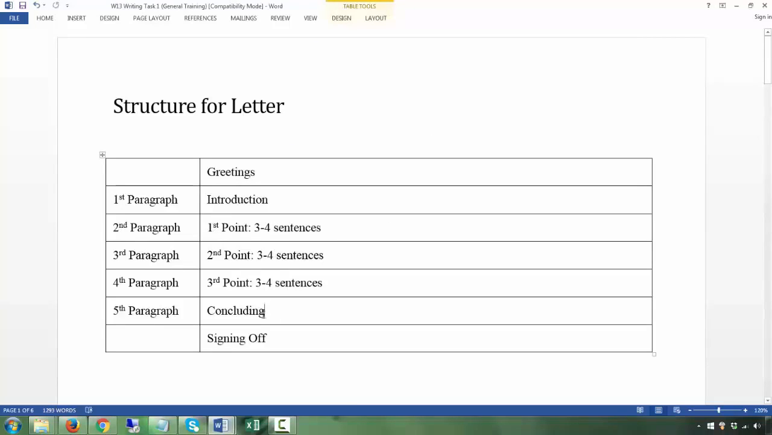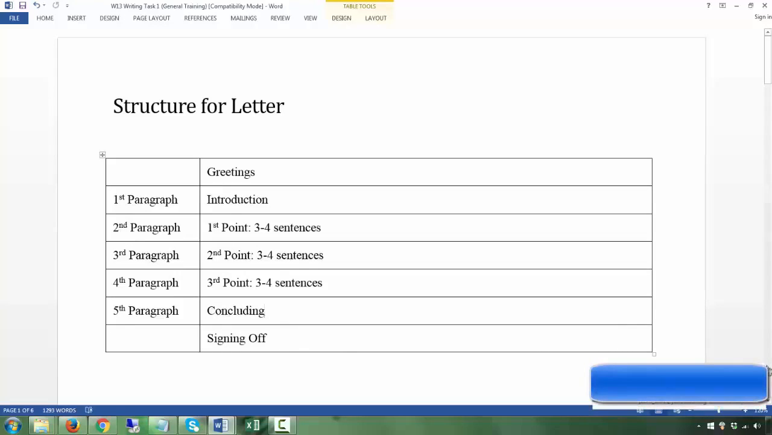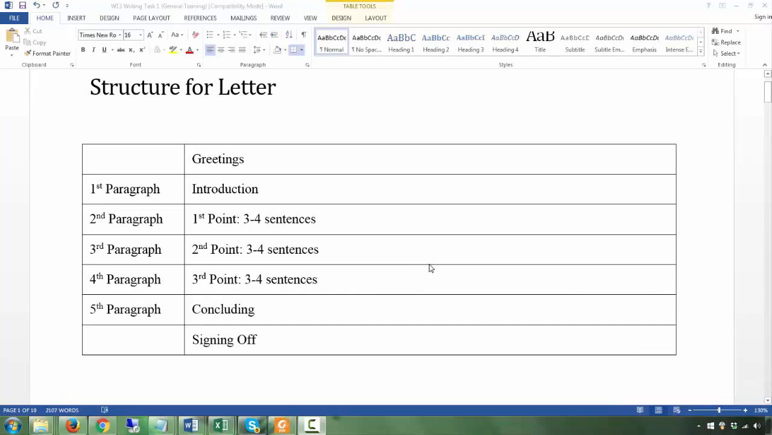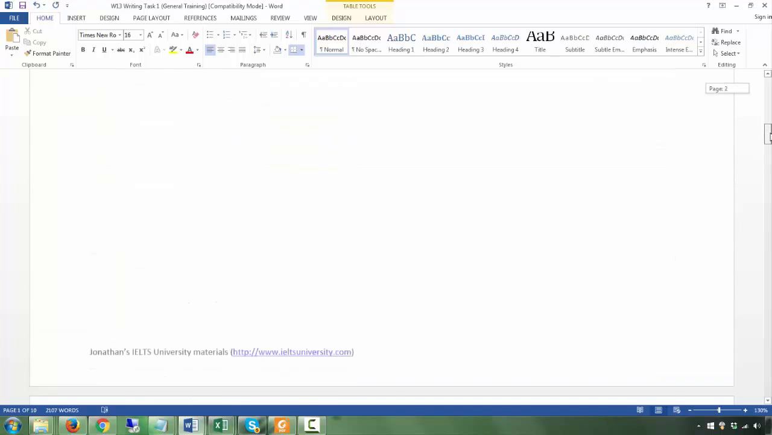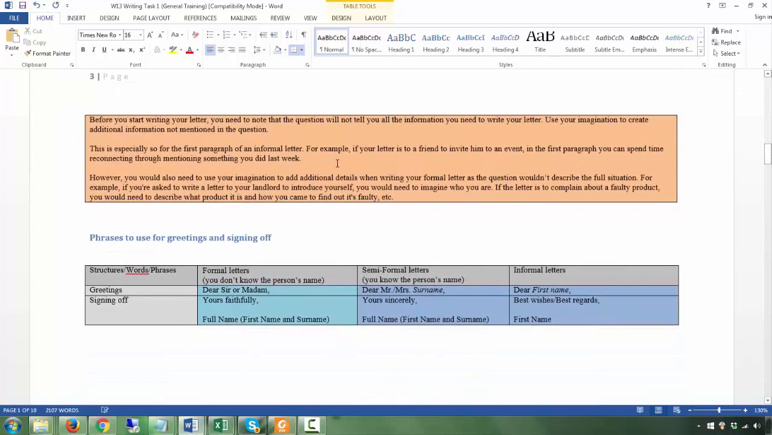Okay, then you have a concluding kind of paragraph, which is about 1 sentence, and then pretty much you will sign off. Okay, all right, let's get into the various parts now. Having gone through the structure of the letter, let's go to the phrases that you can use for the greetings.